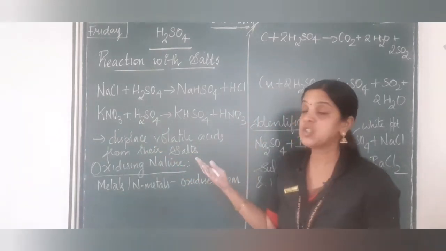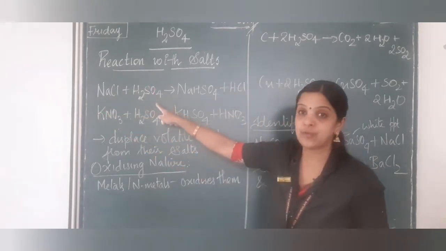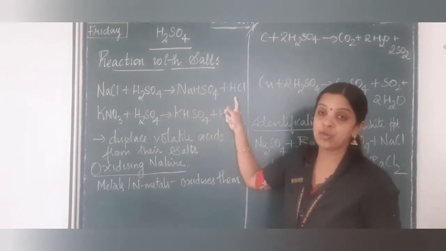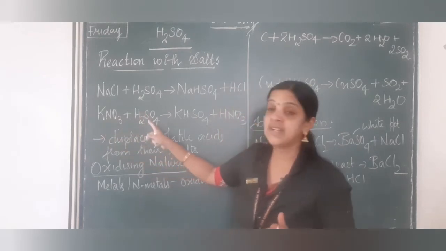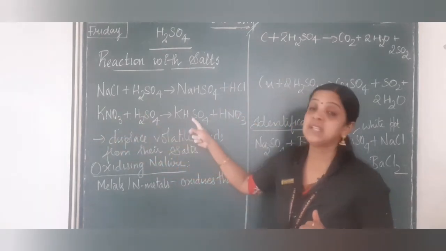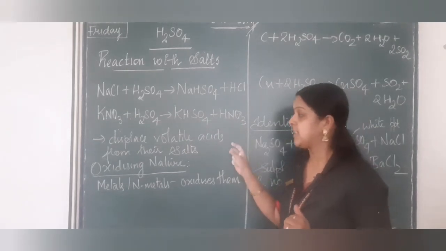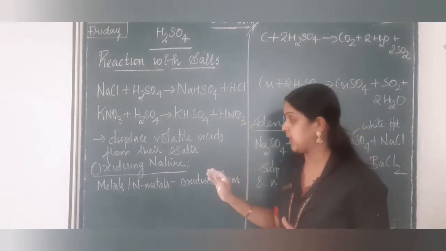So how does the reaction take place? Sodium chloride, when it is treated with sulfuric acid, gives sodium bisulfate and hydrochloric acid. Similarly, potassium nitrate, when it is treated with sulfuric acid, gives potassium bisulfate and nitric acid. So that's why it is used for the preparation of HCl and HNO3.